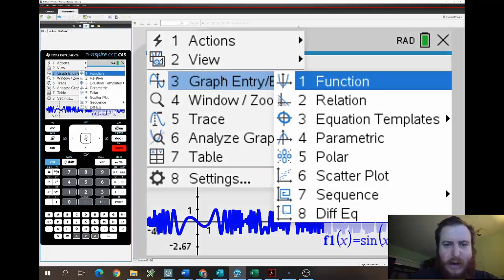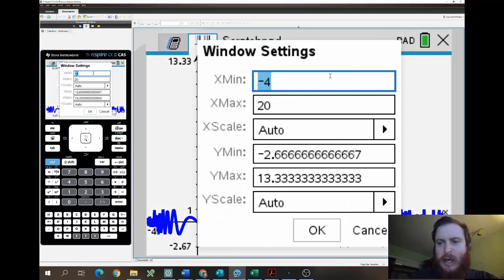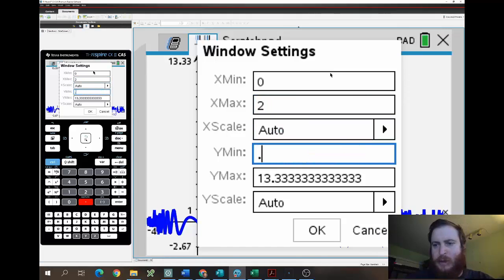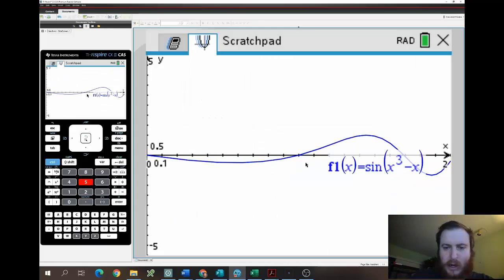So we want to go to graph entry edit. Sorry, window. We want to go to the window settings. And because this was from 0 to 2, I'm going to go from 0 to 2. I'm also going to change this from maybe like -5 to 5, or you can leave it on the default, which is like 4 point something. Anyways, here are my zeros. So I have 2 zeros here.